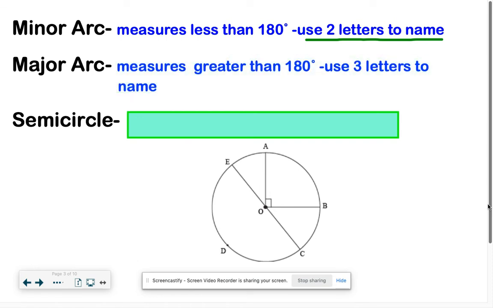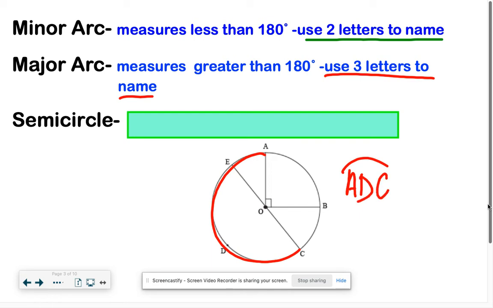A major arc is an arc greater than 180 degrees, and we use three letters to name this. It has to be greater than half the circle, right? So if I wanted to name this one here, I would call this arc A, pick one of the points in the middle, let's do D, and then it ends at C.